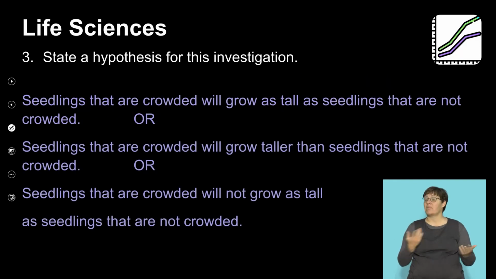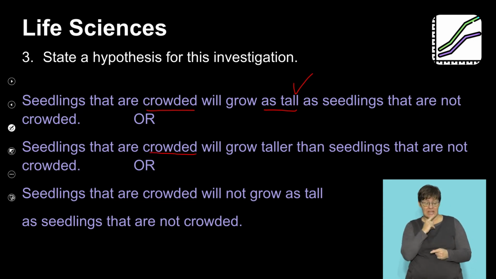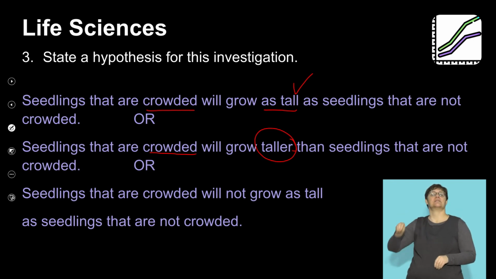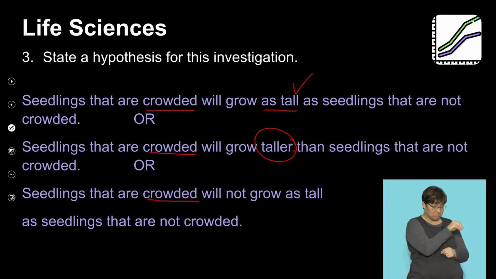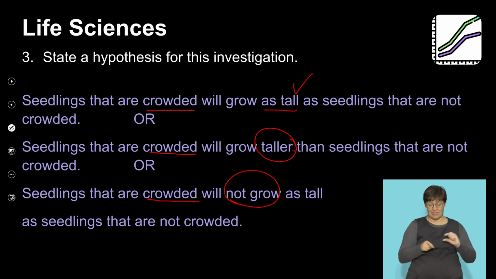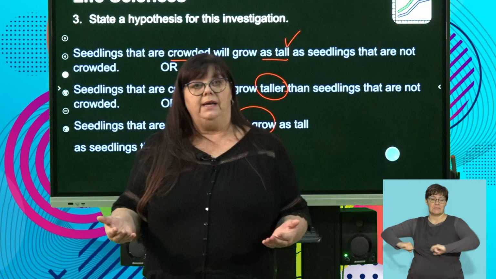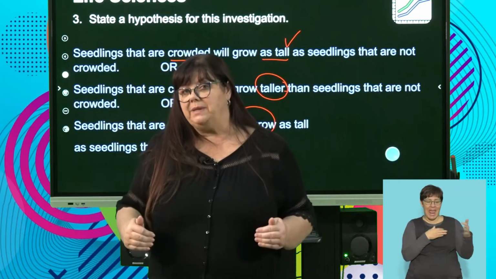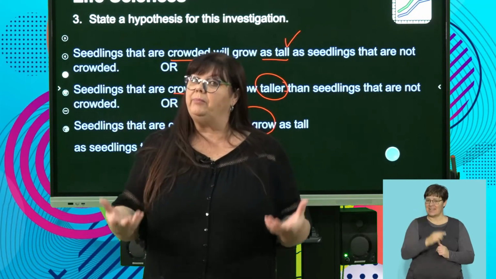So you could have said, seedlings that are crowded will grow as tall as seedlings that are not crowded. Or you could have said, seedlings that are crowded will actually grow taller than seedlings that are not crowded. Or you could have said, seedlings that are crowded will not grow as tall as seedlings that are not crowded. Any one of those statements is a correct hypothesis.